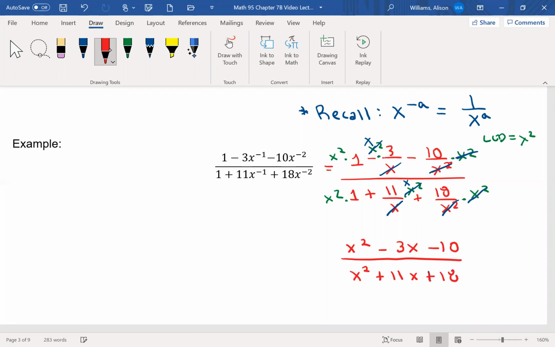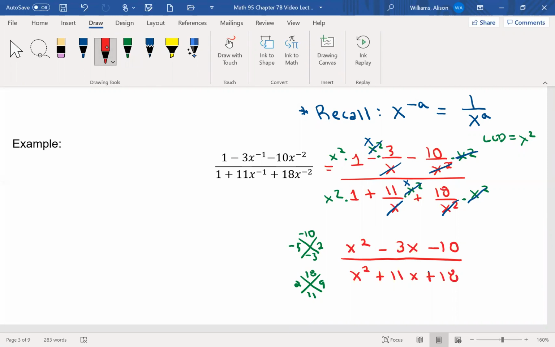All right. So we're going to go ahead and factor this. We can use our shortcut. So two numbers that multiply to be negative 10, but add to be negative 3 would be negative 5 and 2. I'm going to go ahead and do the same thing for the bottom one here. So two numbers that multiply to be 18, but add to be 11 are 2 and 9.